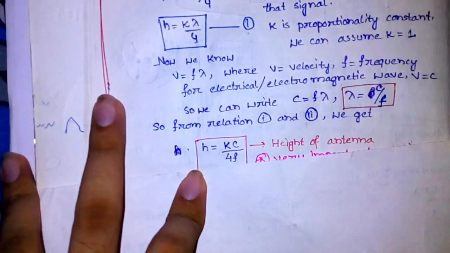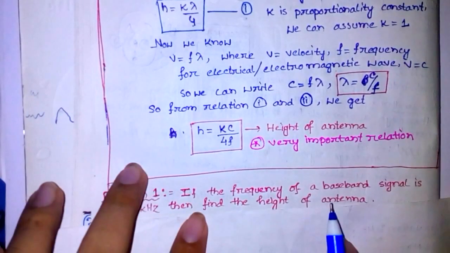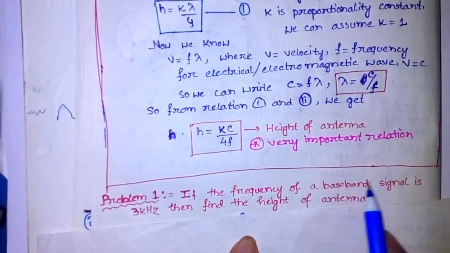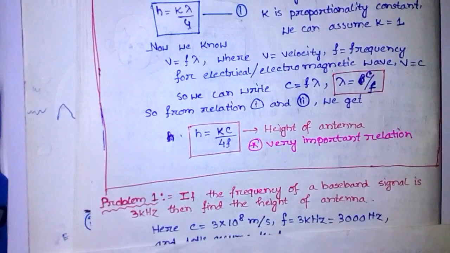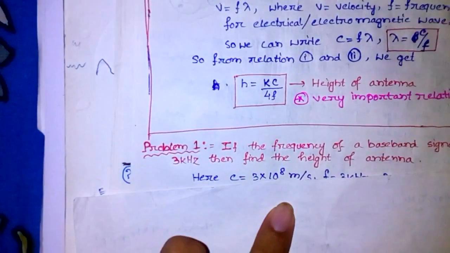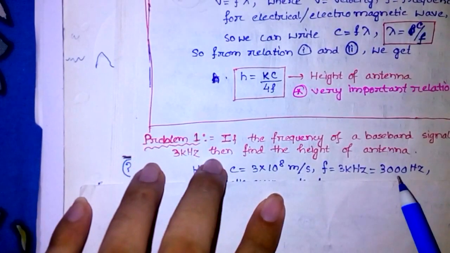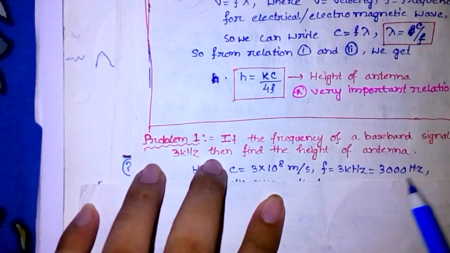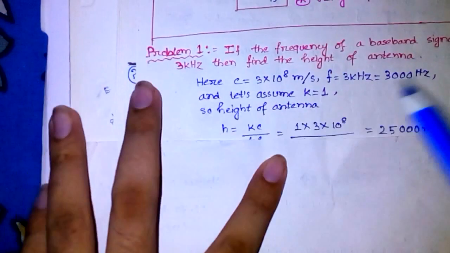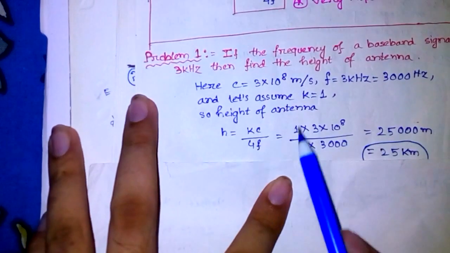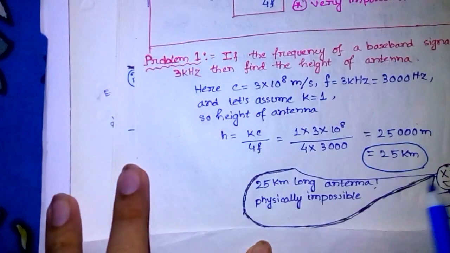Now let's take a problem. This is actually a very important relation. Here is the given problem: if the frequency of the baseband signal is, let's say, 3 kilohertz, find the height of the antenna. Here c is 3 into 10 to the power 8 meters per second, f is 3 kilohertz, which is 3000 hertz, and we assume k as 1. If we put all these values in the formula, we get 25 kilometers, which is physically impossible.